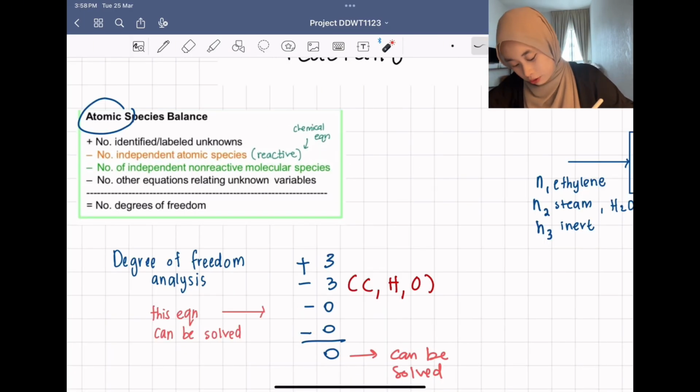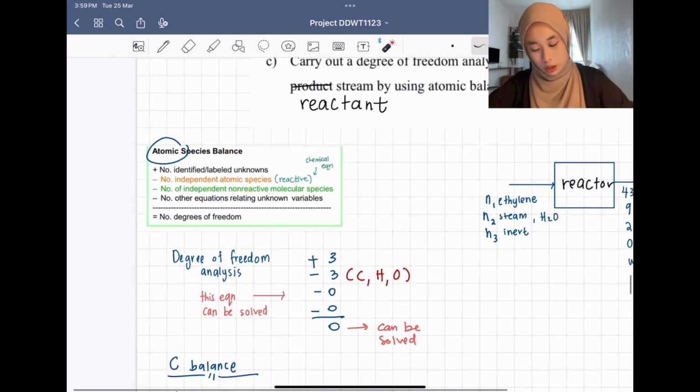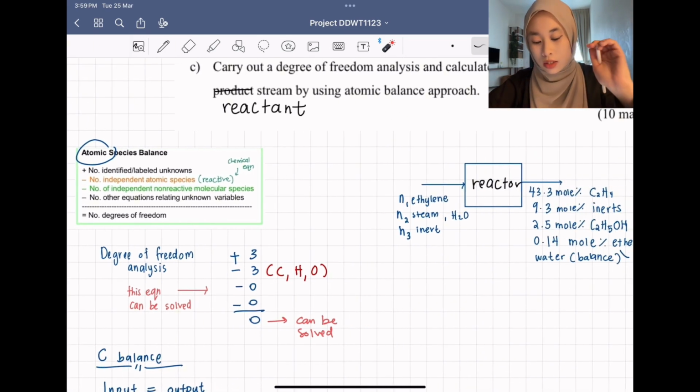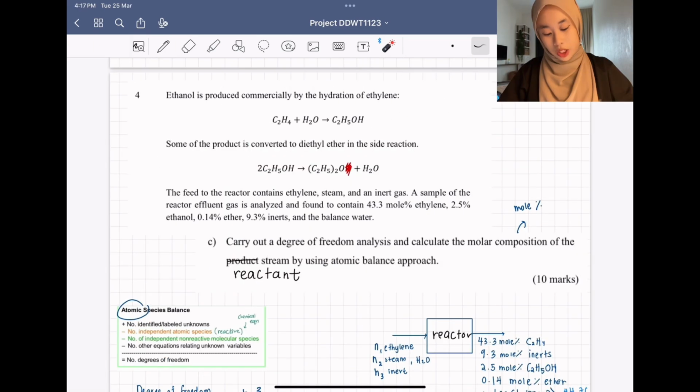Kosong lah. And then the fourth one is no other equation relating unknown variables. Yes, kosong. Sebab dia tak bagi macam extra information, macam fractional conversion ke, dia tak bagi. Okay. So bila totalkan, you will get 0 for your DOF. Bila 0 indicates yang this question can be solved. Okay. Now kita dah boleh start calculate untuk molar composition of the reactant stream by using atomic balance.